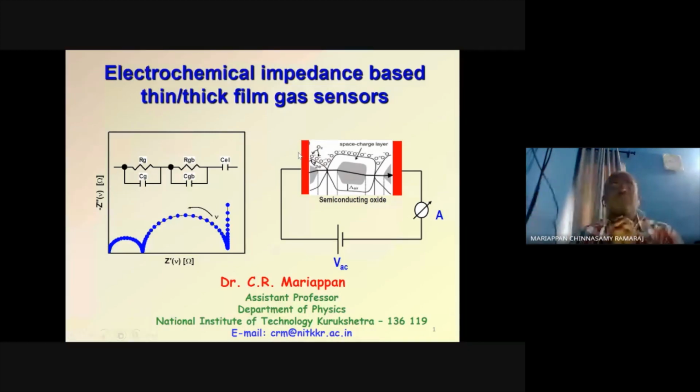Today, the topic which I am going to discuss here is electrochemical impedance-based thin film and thick film gas sensors. So this is the topic which I am going to discuss today.